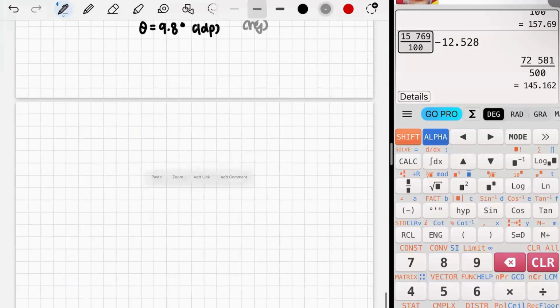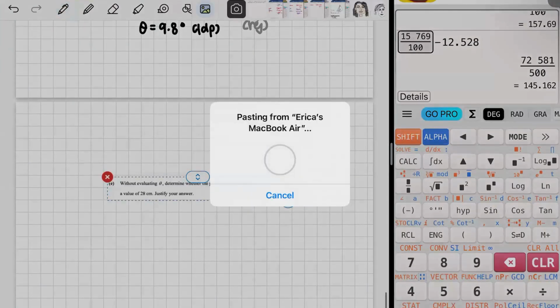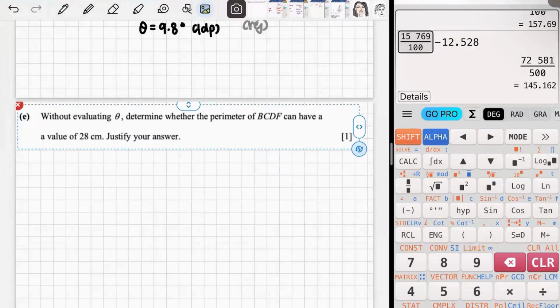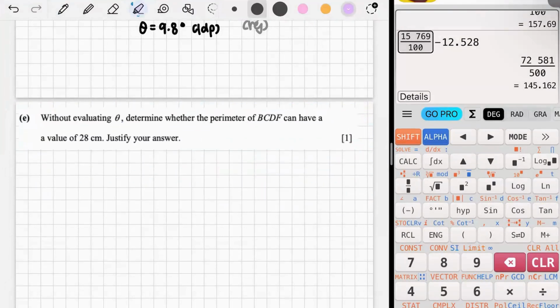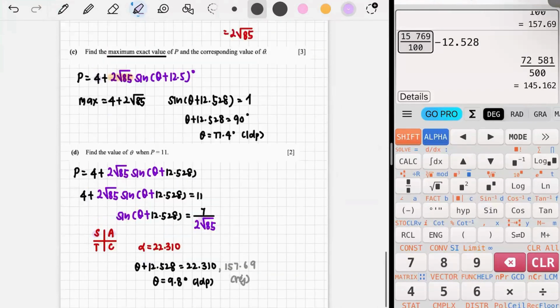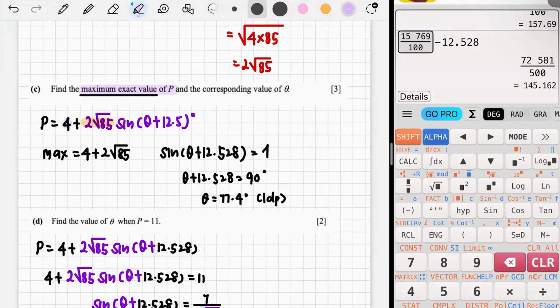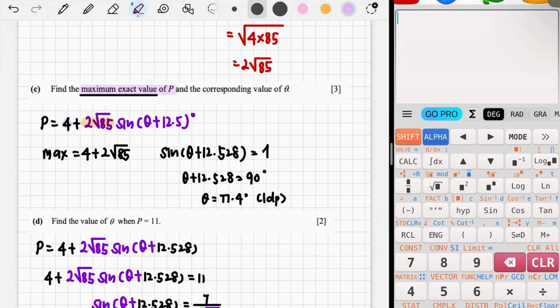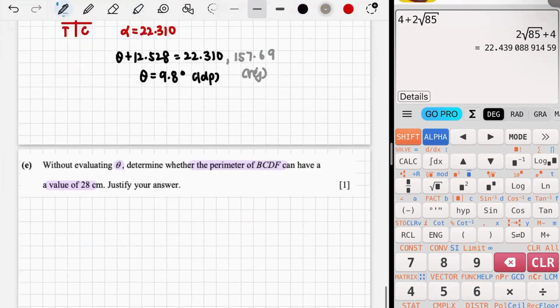Then we reach the last part of the question. Let me zoom. Without evaluating the data, determine whether the perimeter can have a value of 28 or not. For this kind of question, usually you just go back to your max value. So what we have is 4 plus 2 root 85. Then they say the max is 22. Can you see that?